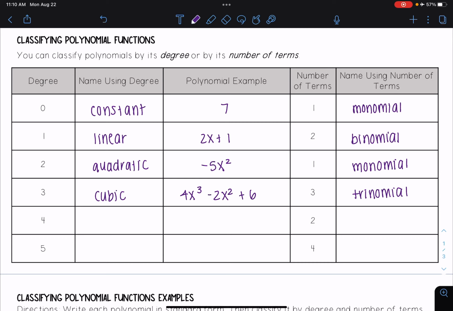Degree 4 is called quartic. An example of this one would be 3x to the 4th minus 8. This has two terms, so again, that is a binomial. And a 5th degree polynomial is called quintic.